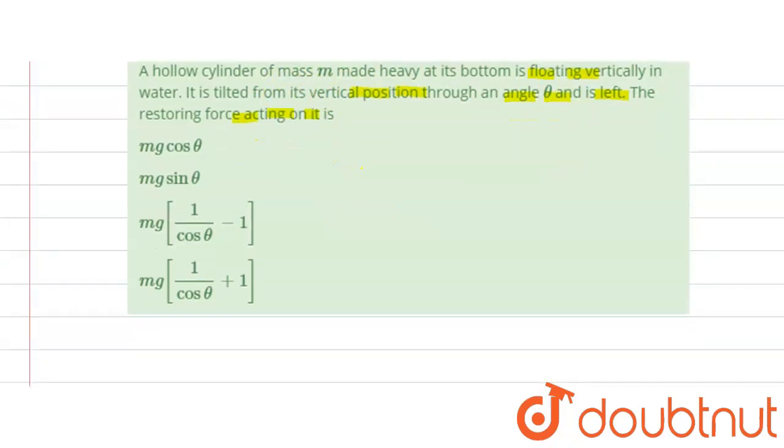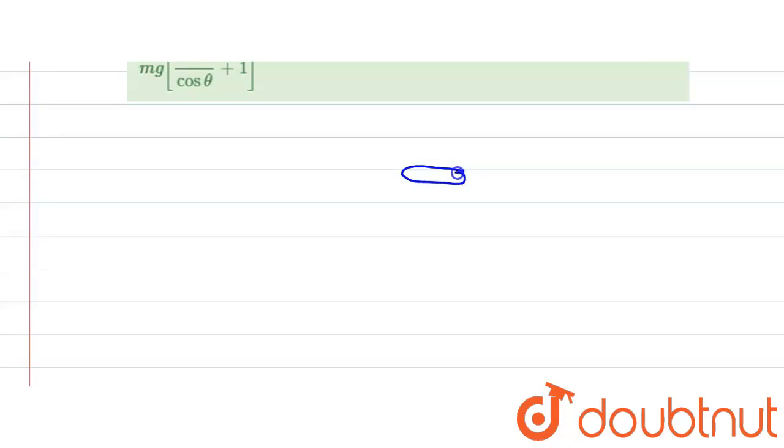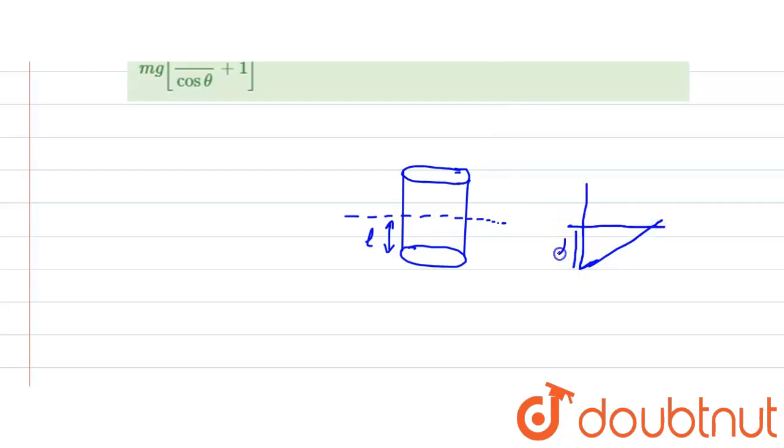Firstly, here is the cylinder, with water around it. L is the length of the cylinder in water. When it is tilted like this, L is the length inside the water, and here is the angle theta. So we can write that the weight of the cylinder is equal to the upthrust.